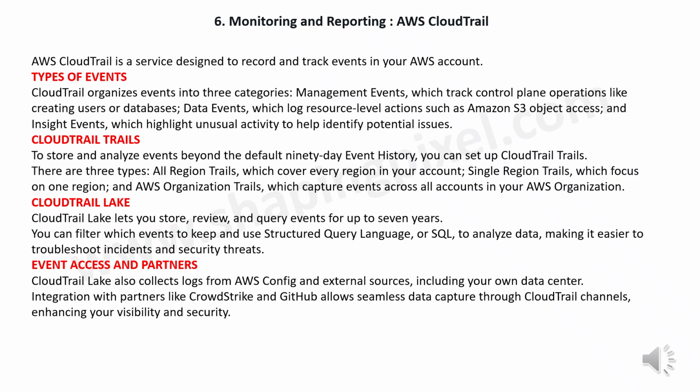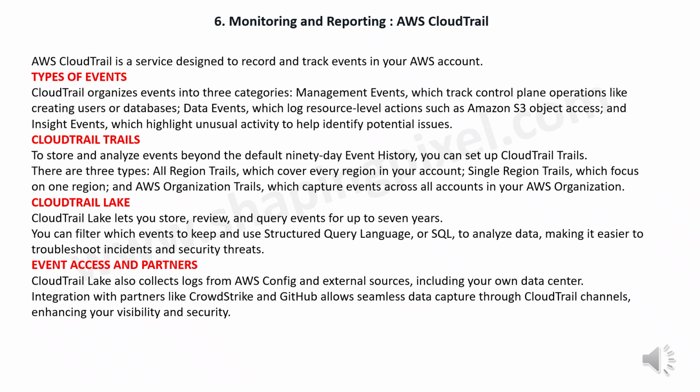To store and analyze events beyond the default 90-day event history, you can set up CloudTrail trails. There are 3 types: all region trails, which cover every region in your account; single region trails, which focus on one region; and AWS organization trails, which capture events across all accounts in your AWS organization.